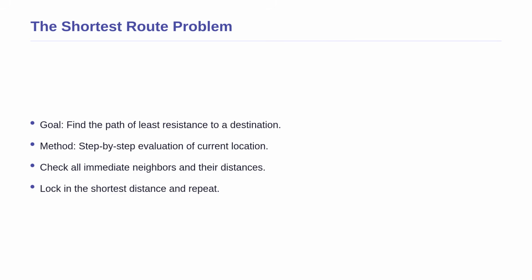Let us dive deeper into our first major application, the shortest route problem. The primary goal here is to find the path of least resistance from a starting point to a destination. How do we do this? We usually solve it using a systematic step-by-step method. We look at our current location, check all the immediate neighbors, and write down the shortest distance to each one. We lock in the shortest one, move there, and repeat the process until we reach the end. Let us look at a concrete example to see exactly how this works in practice.